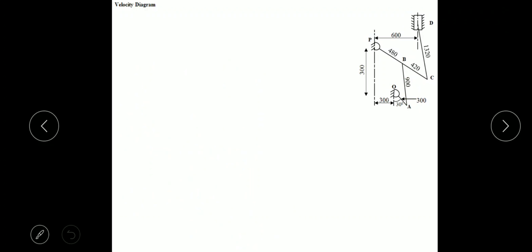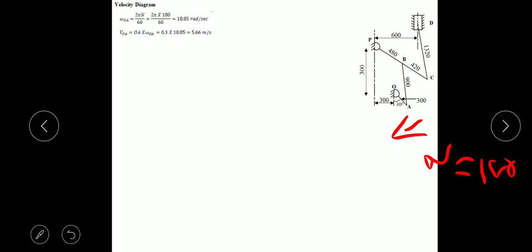So first of all we need to find the velocity of the crank. OA speed N equal to 180 rpm is given for us in clockwise direction, that is OA moving in this direction. So first of all we will find omega OA equal to 2 pi N by 60, where N is 180, so omega OA will be 18.85. From that we can calculate the velocity of OA, that will be 5.66. The method is already known to us.